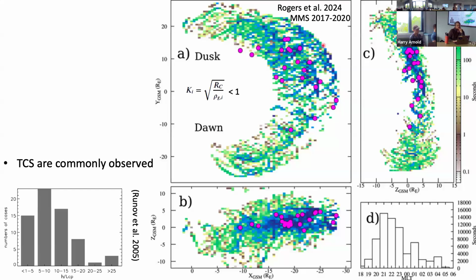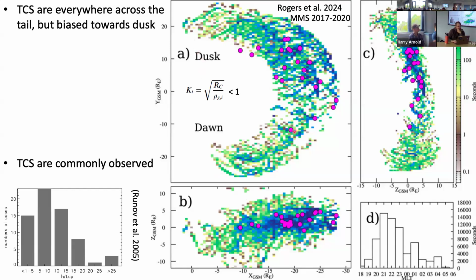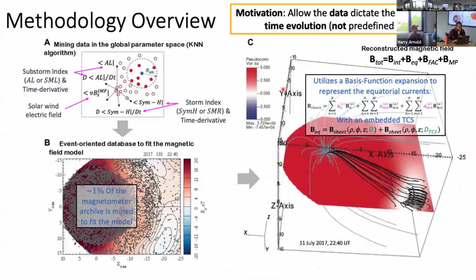And you can see that there does seem to be a slight bias towards the dusk side, but it's pretty much everywhere in the tail. And each of these pink dots here are so-called ion diffusion regions, which is where you can either get an X line where reconnection happens, or an O line, which is the center of your plasmoid. And what's particularly interesting is that there seems to be good correlation between where you're getting reconnection and where you're seeing thin current sheets. So now we're going to transition, we're going to talk about data mining a little bit.